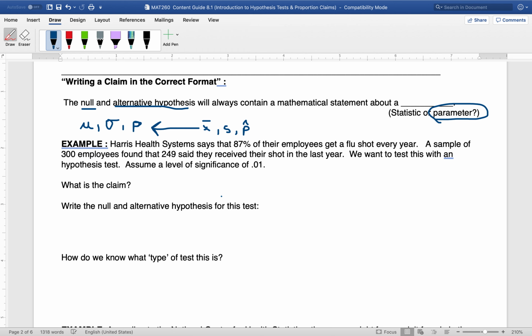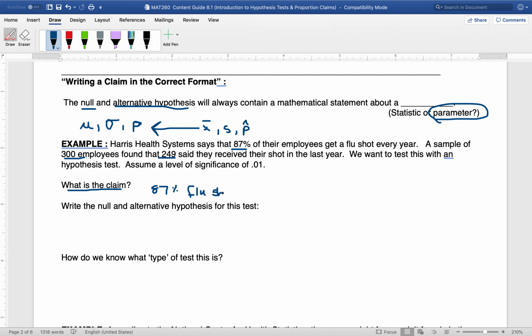So our first example here, going back to the Harris Health Systems, 87% of their employees get the flu shot every year. And we had a sample of 300 employees, and it said 249 received their flu shot in the last year. So first off, we want to know what's the claim. So they claimed that 87% of employees got their flu shot. So 87% got the flu shot.